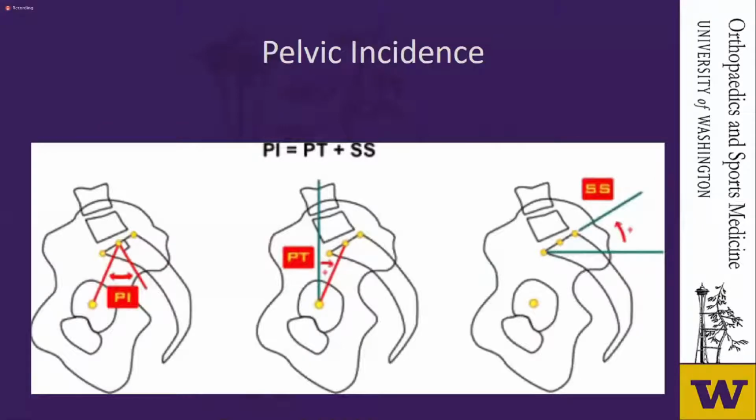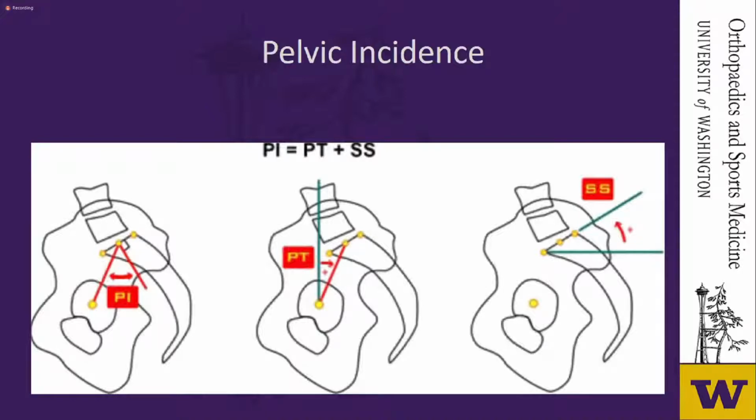Pelvic incidence. Pelvic incidence, as many of you know, is defined by the sum of pelvic tilt and sacral slope. Generally, pelvic incidence is thought of as a fixed parameter that stays the same, while pelvic tilt and sacral slope can change with patient positioning or compensations.